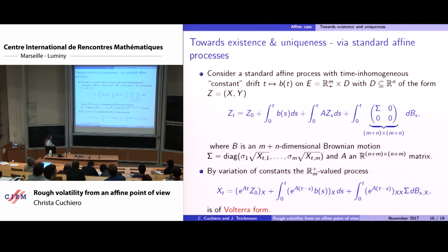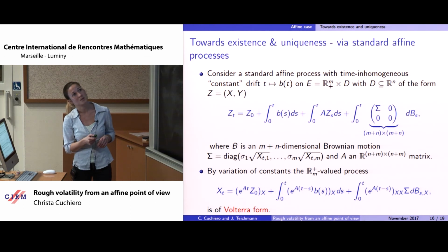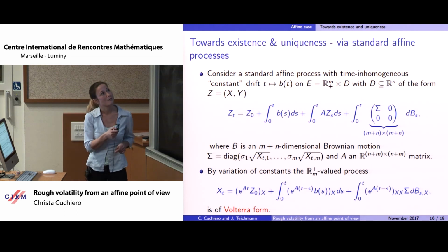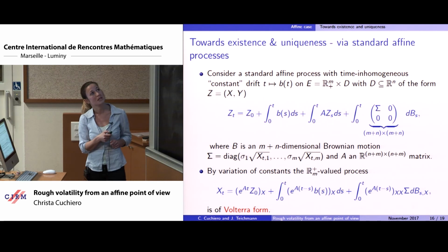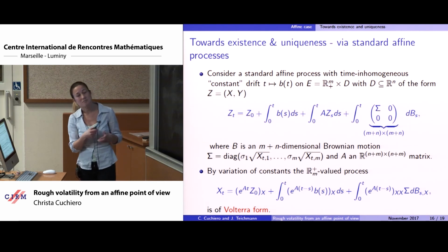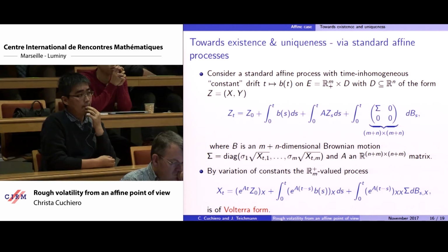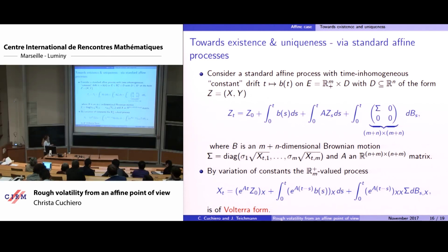So we really take a standard affine process on some state space Rn plus times d, where d is a subset of Rn, such that we have C0 initial value, then some time inhomogeneous part, which is simply a deterministic function, then a linear part, where we have a matrix A, which will have a very crucial role here, and then the martingale part. So here I write it only with Brownian motion, and so in the Rn components, nothing happens here. There is no diffusion part here.